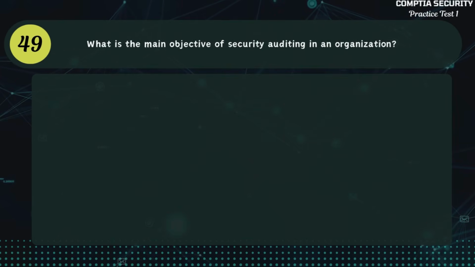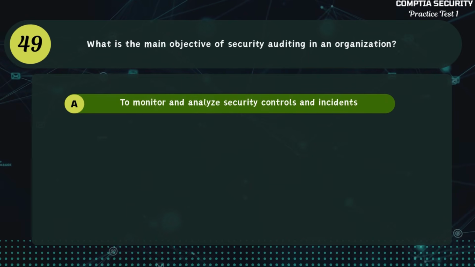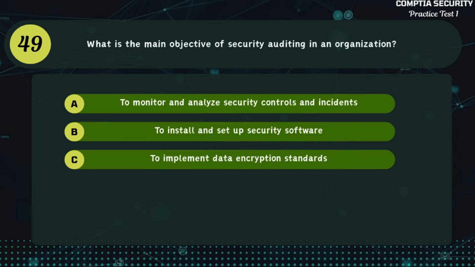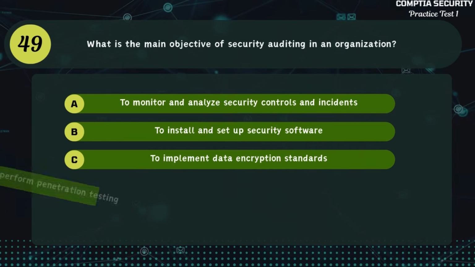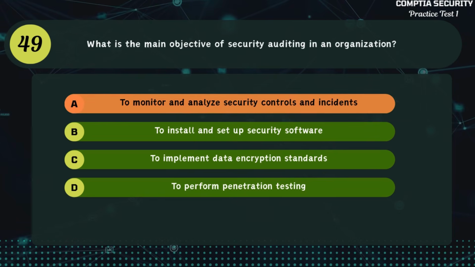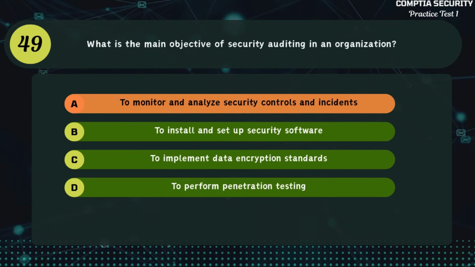Question 49. What is the main objective of security auditing in an organization? A. To monitor and analyze security controls and incidents. B. To install and set up security software. C. To implement data encryption standards. D. To perform penetration testing. Correct answer A. To monitor and analyze security controls and incidents.